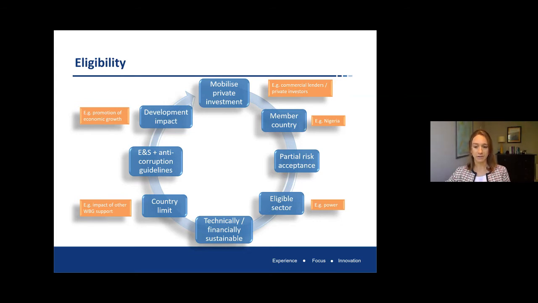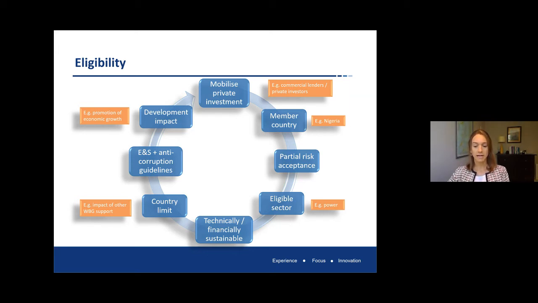It also has the advantage of ensuring that where the product is used, but the host government, or in our case of a power transaction, off-taker, does make payment and the partial risk guarantee is not called upon, then that country or off-taker is able to build up a payment record for non-guaranteed payments. And this can be beneficial from a wider economic perspective.